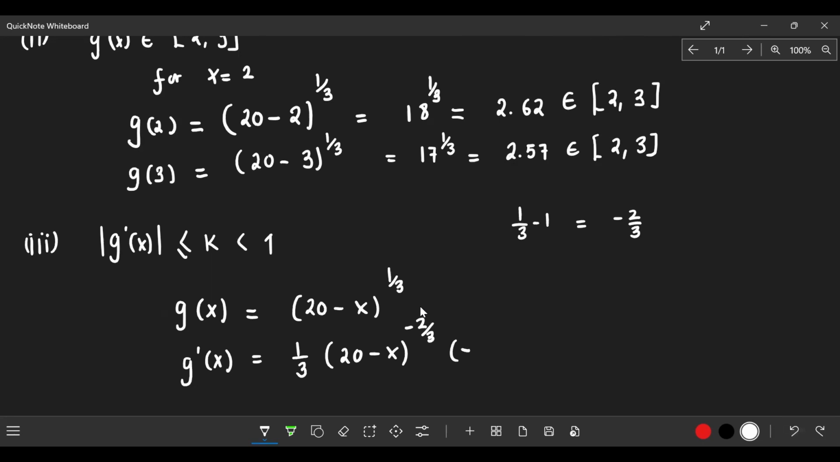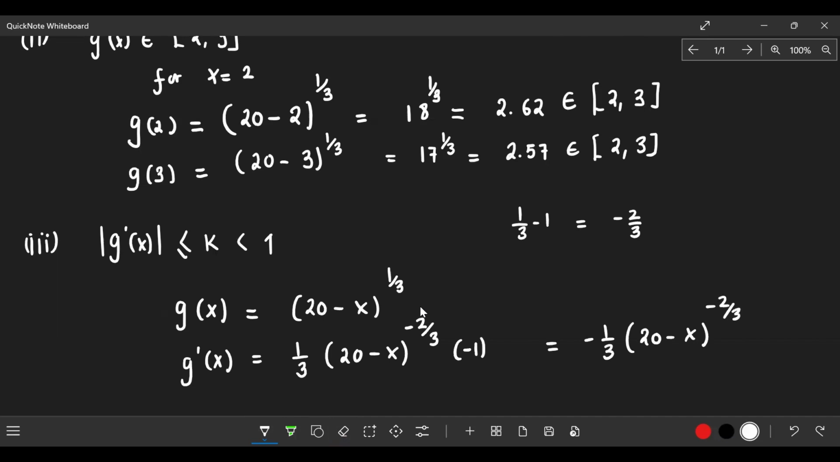Chain rule, don't forget. So what is the derivative of 20 minus x? That is negative 1, right? Because 20 is just a constant. The derivative of negative x is simply negative 1, isn't it? So negative 1 here, and then overall you're going to have negative 1 over 3. Oh, okay, sorry. Negative 2 over 3, thank you. Okay, so you have negative 1 over 3, and then 20 minus x to the power negative 2 over 3.